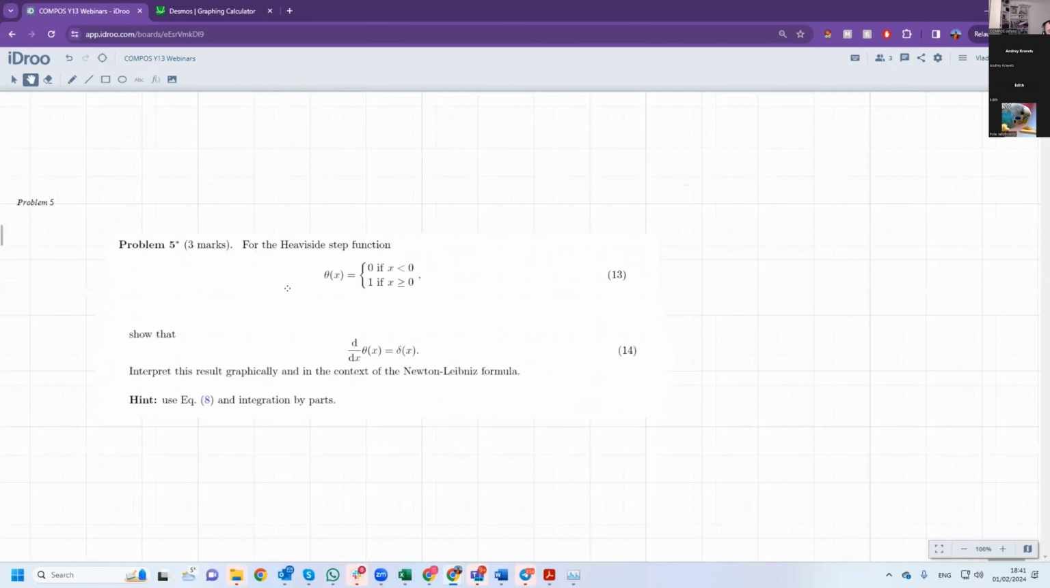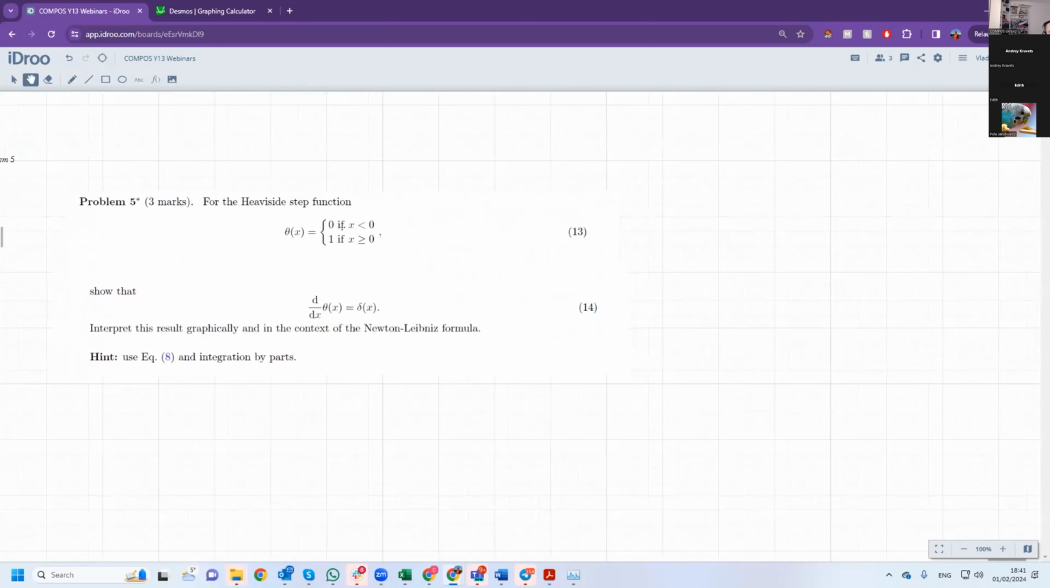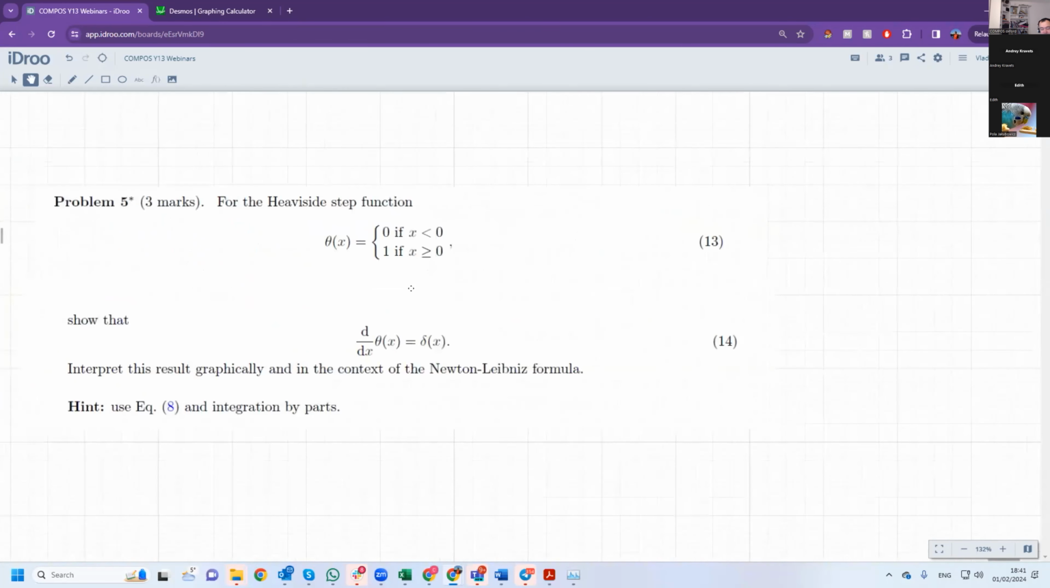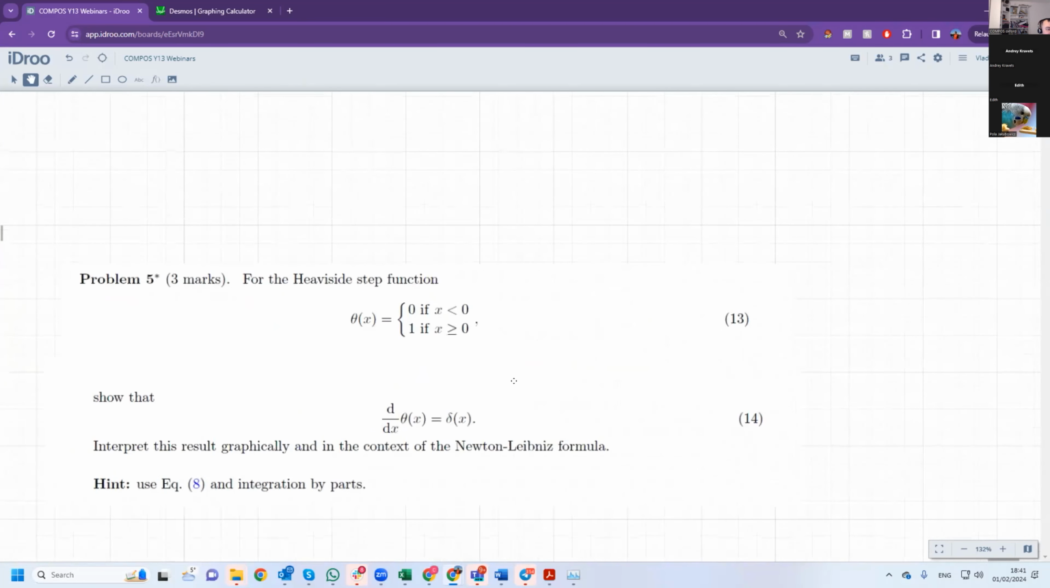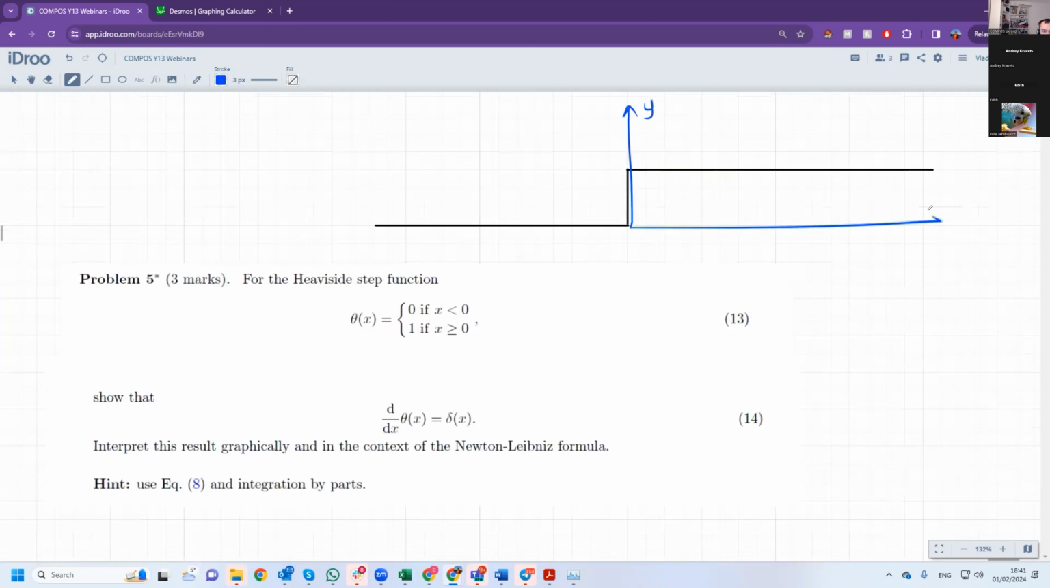Problem 5. Heaviside step function, theta x. So the step function looks like this. It's 0, 0, 0, and then suddenly becomes 1. Here y is theta of x, and it goes 0, 0, 0, and then bam, becomes 1.